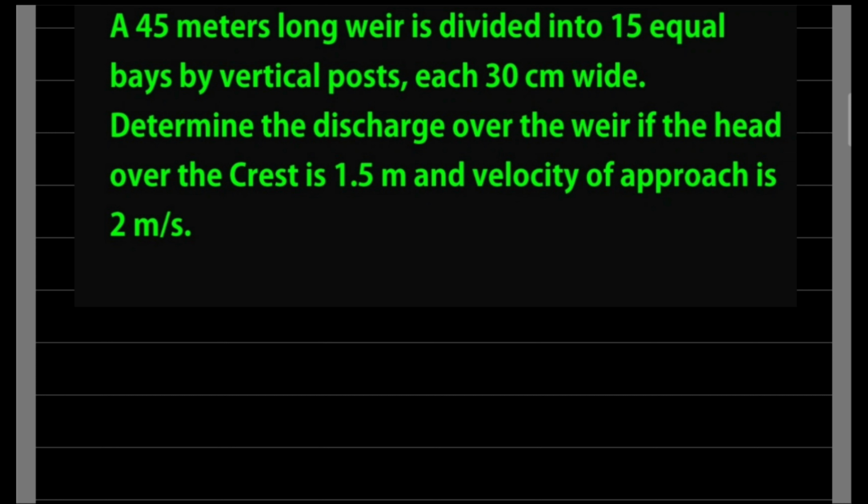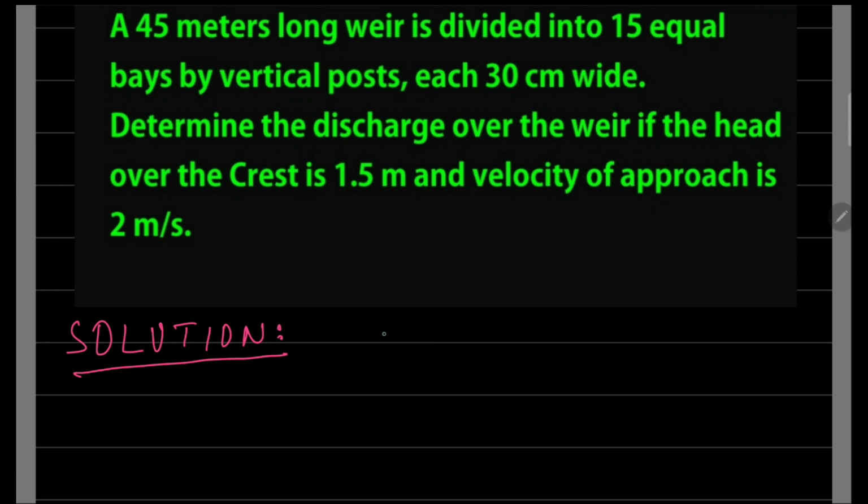So the problem says that a 45-meter long weir is divided into 15 equal bays by vertical posts, and each is 30 centimeter wide. So determine the discharge over the weir if the head over the crest is 1.5 meter and the velocity of approach is 2 meter per second. So let's go for the solution of this problem. First of all, we will list all the values which are given.